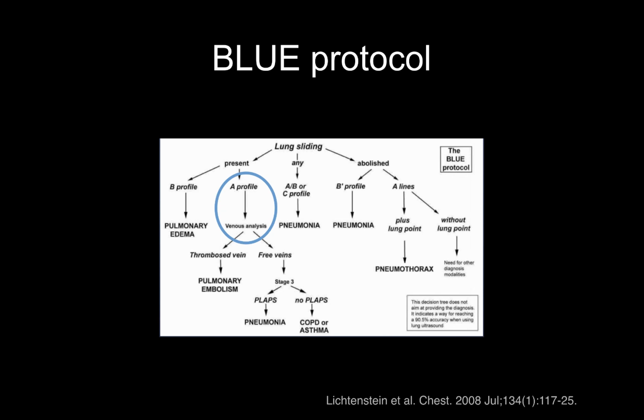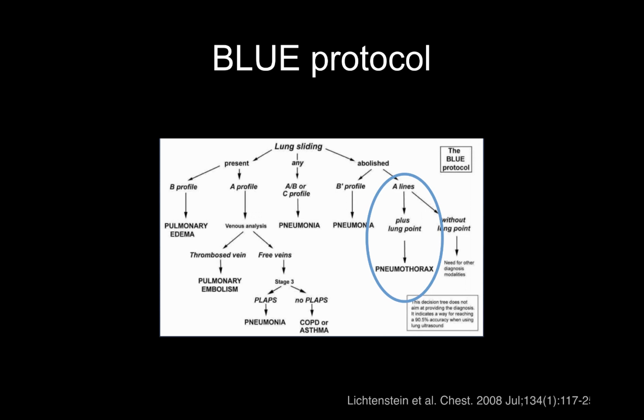Patients with posterior consolidation or effusion were considered to have pneumonia, and the rest of the patients were considered to have COPD or asthma exacerbation. Finally, patients with absent lung sliding and a lung point sign were considered to have a pneumothorax. And if lung sliding was not present but a lung point could not be seen, then additional investigations were considered to be required.